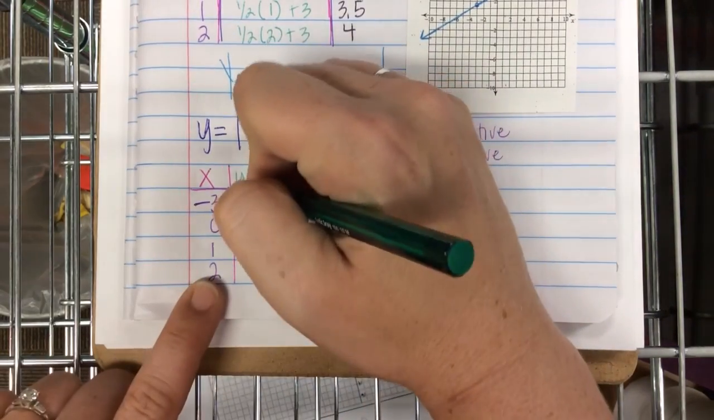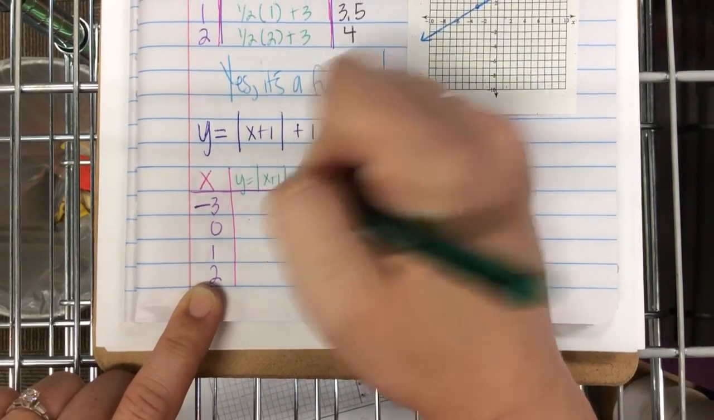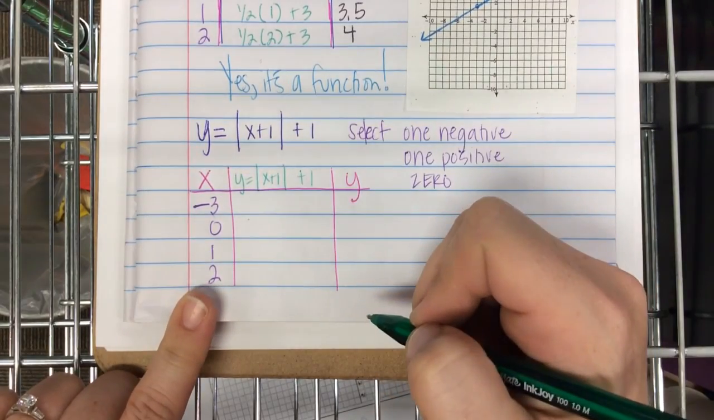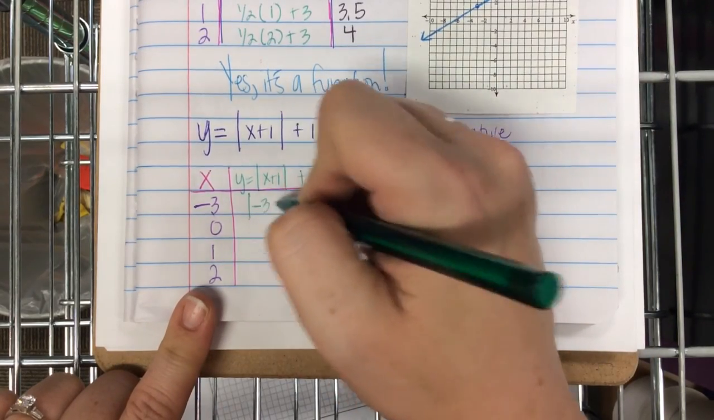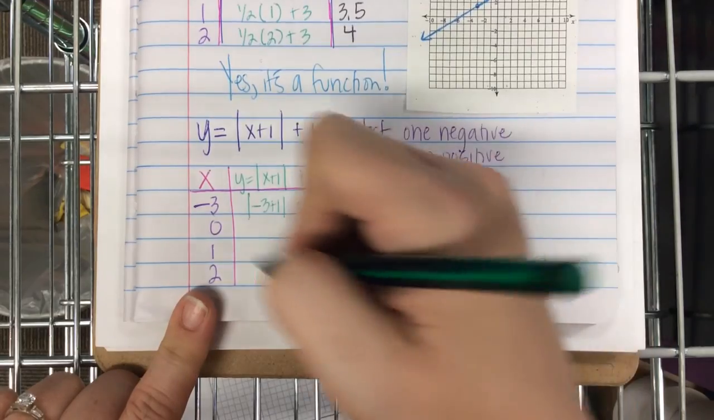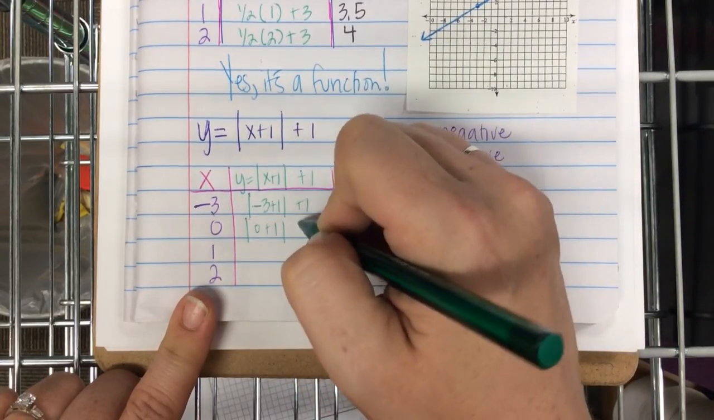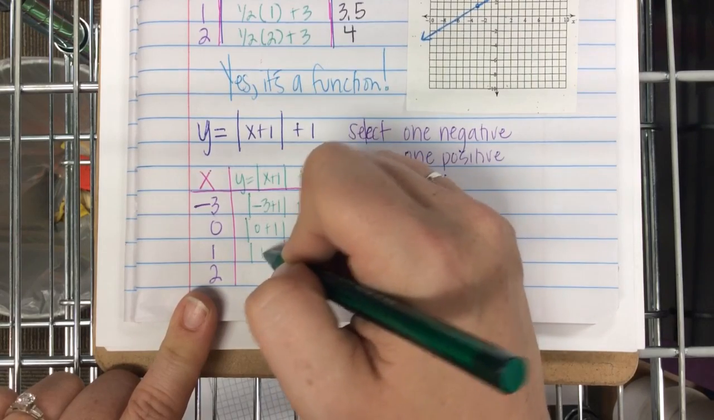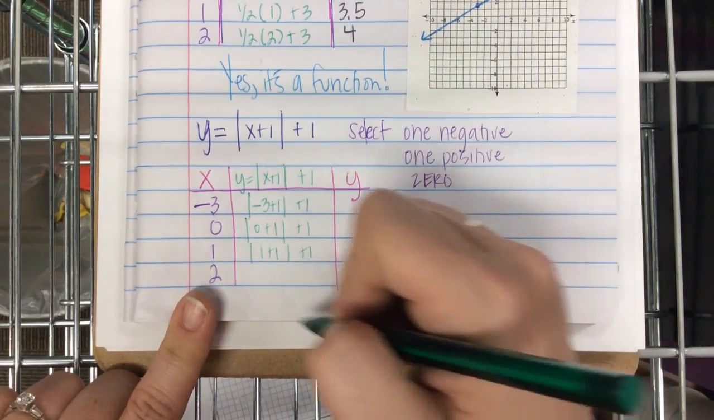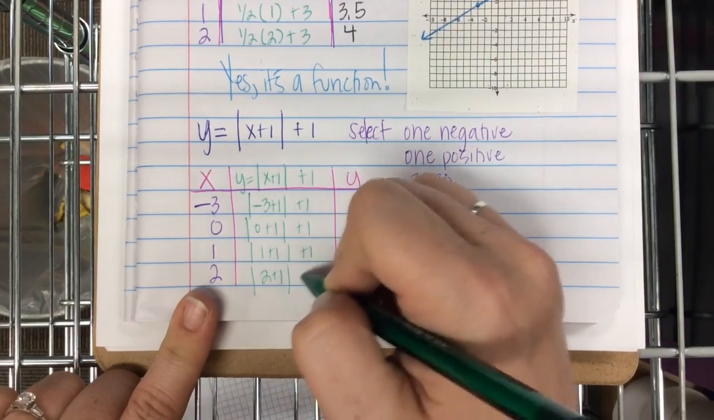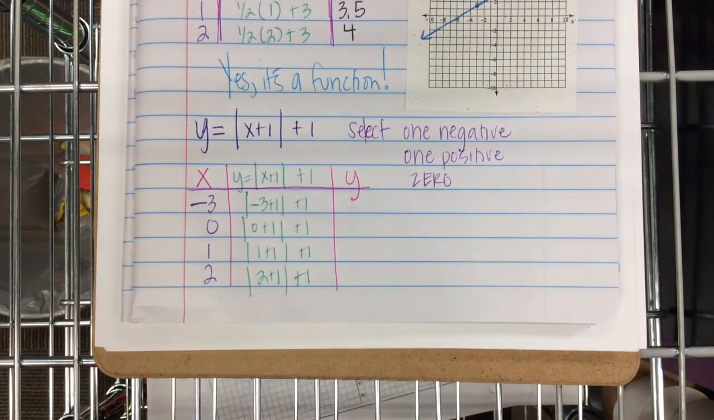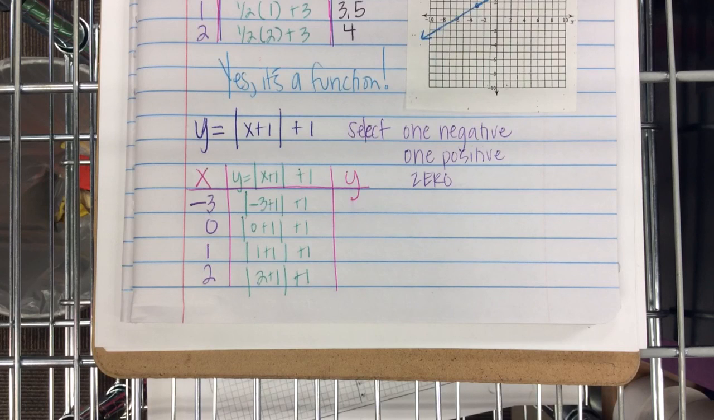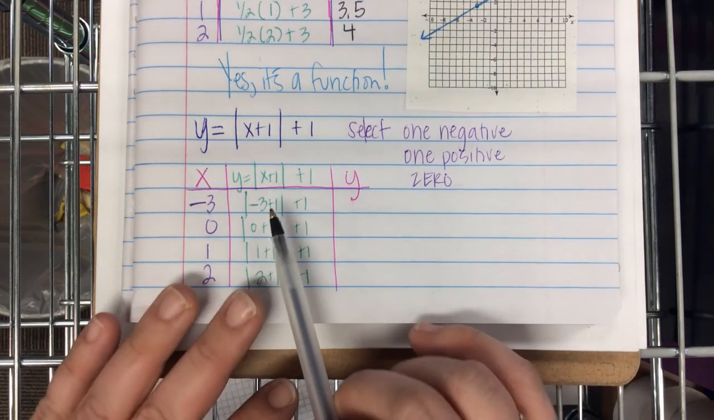Then in the middle is where our problem goes. Y equals the absolute value of x plus 1, plus 1. And I substitute the absolute value of -3 plus 1, plus 1; the absolute value of 0 plus 1, plus 1; the absolute value of 1 plus 1, plus 1; the absolute value of 2 plus 1, plus 1. Every x, I substituted this value in for my x value. Now I'm going to simplify.